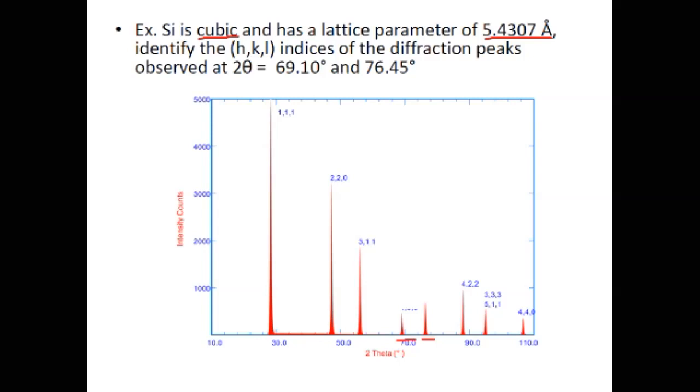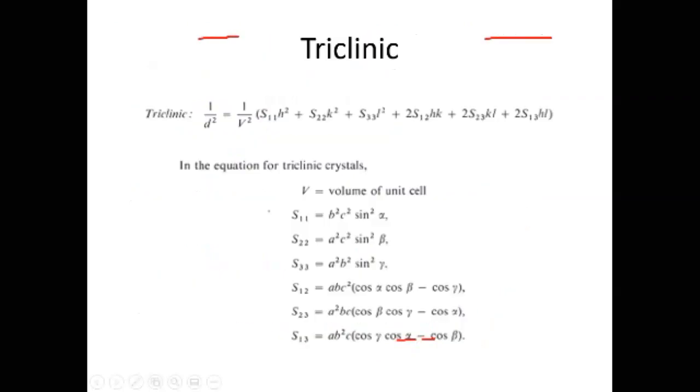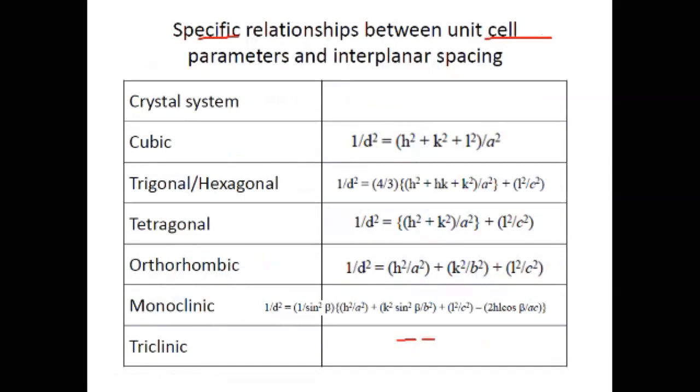So before we begin, I'm going to go back and write down the equation for the cubic system because I forgot it. So now we're going to do some math. You might want to put on your math cap. So let me backtrack a little bit. Here we go. So 1 over d squared. Since it's cubic, I'm going to be using the first equation to determine the HKL values.